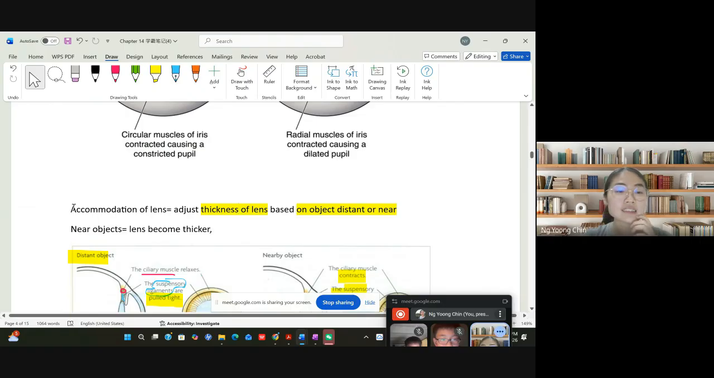Okay, see, this is referred to as accommodation of the lens, which is you can adjust the thickness of the lens based on the object, based on whether it's located distant or near. Adjust the thickness of the lens. Either the lens becomes thin or becomes thick.